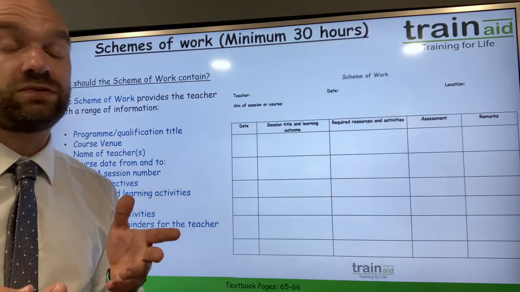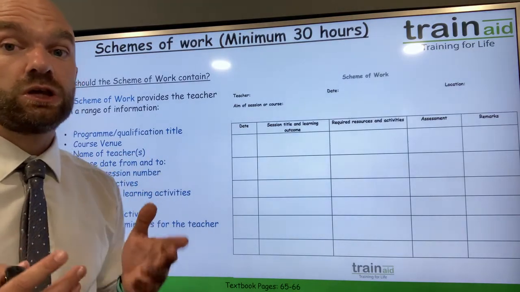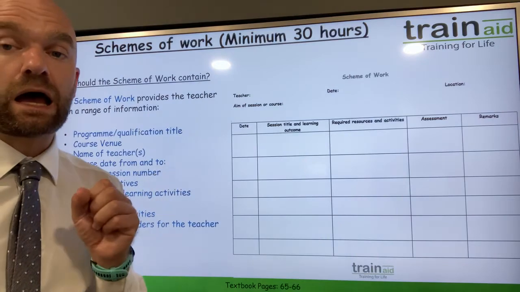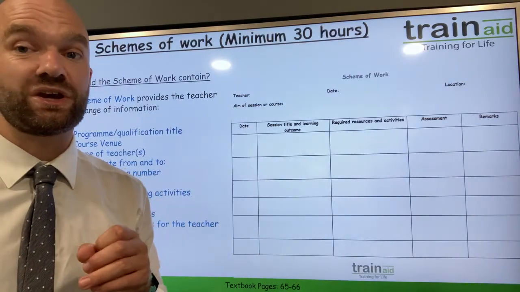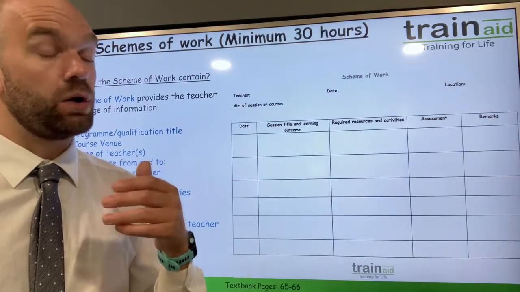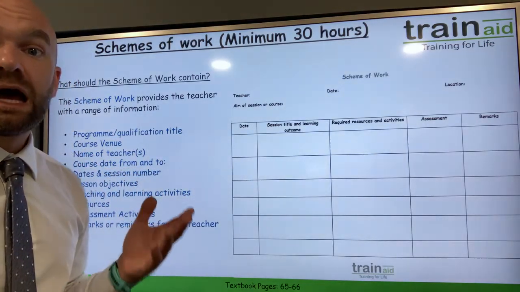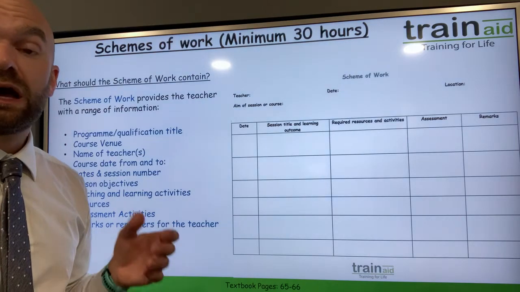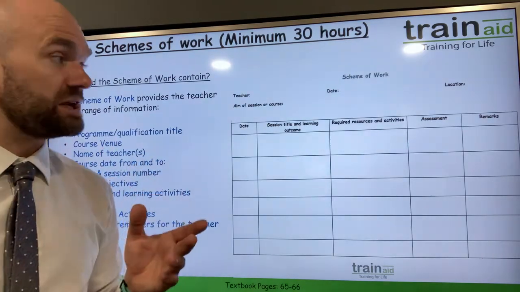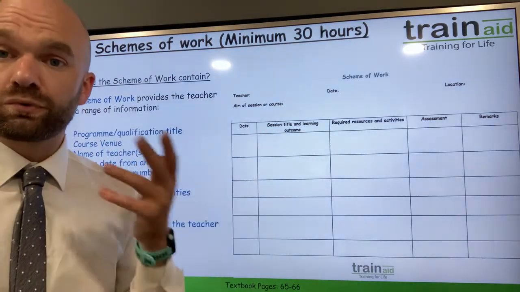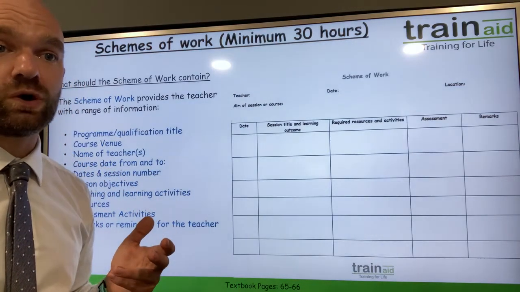So once again, if you work within a team of teachers, you might have to collaborate and delegate who is teaching on what day and what location, what unit and so forth, very important. Dates and session number, the lesson aim and objectives should be quite prominent within your scheme of work as well.